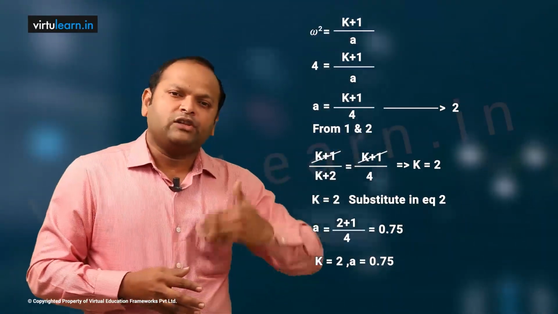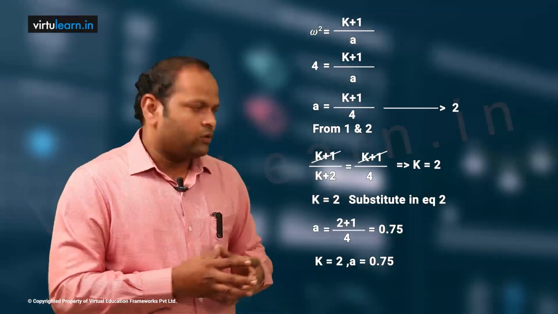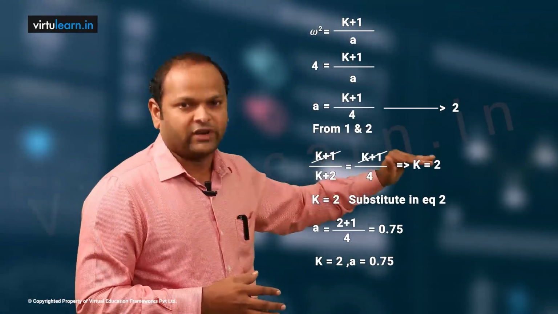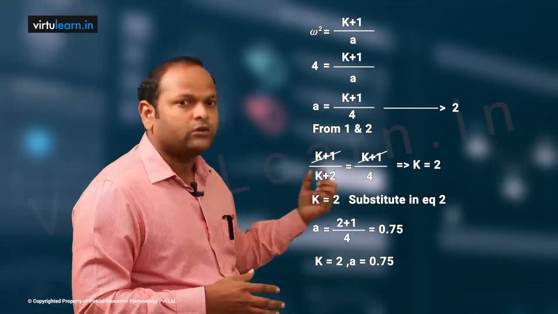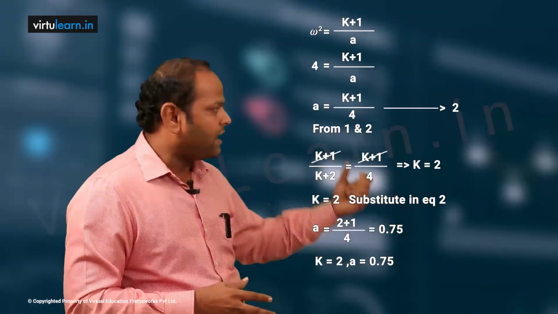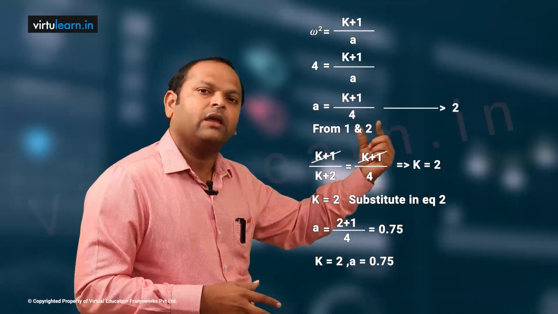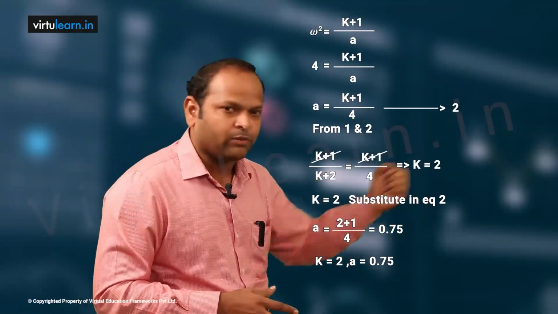But the omega value is given to you. What is the given omega value? The given omega value is 2 radian per second. Then if you substitute the value 2 here, 4 is equal to (k plus 1) by a. You can write a is equal to (k plus 1) by 4. This is equation number 2.